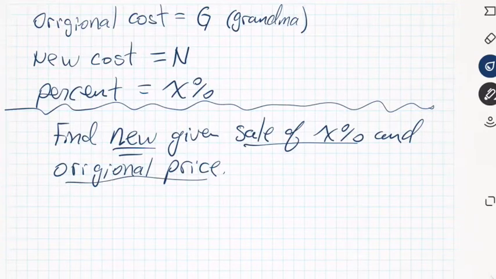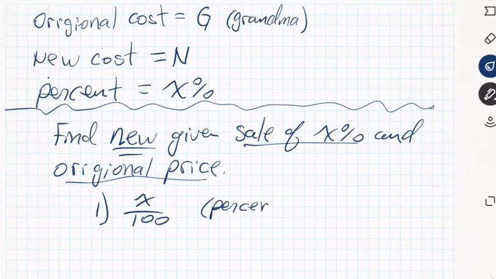All right, so we'll go through the same steps. We're going to first change the percent into a decimal. Now, I can't really do much with this. X over 100 is just X over 100, so that's my percent. So this is my percent step. Step 2 is to take that and multiply it by the original cost. So I'm going to have G, the original cost, times that percent.